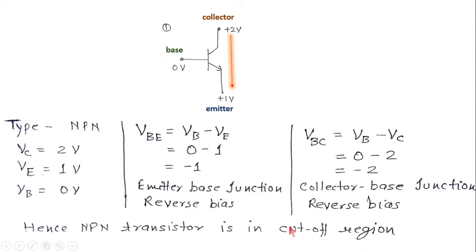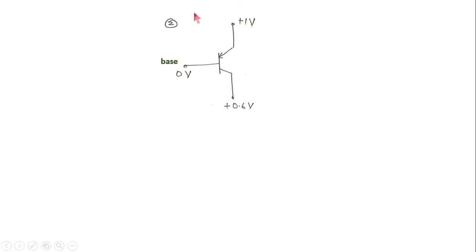Now move to the next problem. Next problem, the arrow direction is here. It means this is the emitter junction. The opposite one is the collector, and we know that whatever terminal is connected before this, the name is base. Okay, so emitter, arrow and base.